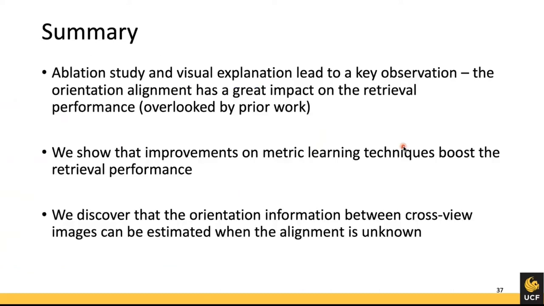Okay, so in summary, from this work we found that the orientation alignment has a great impact on the retrieval performance, and this point is overlooked by prior work. We show that improvements in metric learning techniques are able to boost the retrieval performance. And we also discovered that the orientation information between the cross-view images can be estimated when the alignment information is unknown.